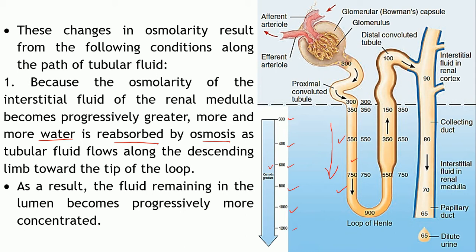Now the descending limb of loop of Henle, is it permeable to any solutes? No, it is permeable only to water, right? Only water can be reabsorbed. So as the osmolarity is increasing, what will happen to water? Solutes cannot move into the tubules, but it is permeable to water. So what will happen? It will enter into the interstitial fluid.